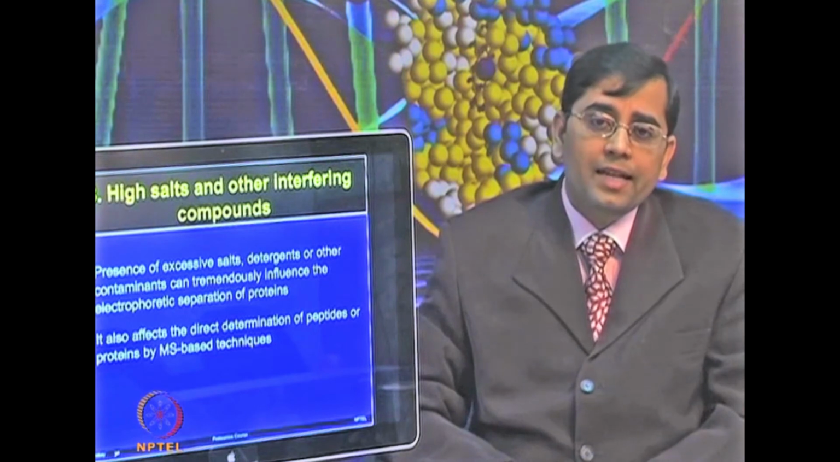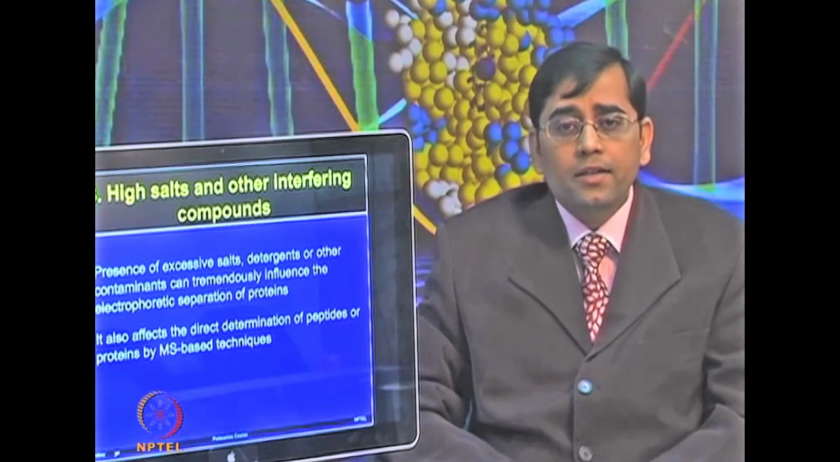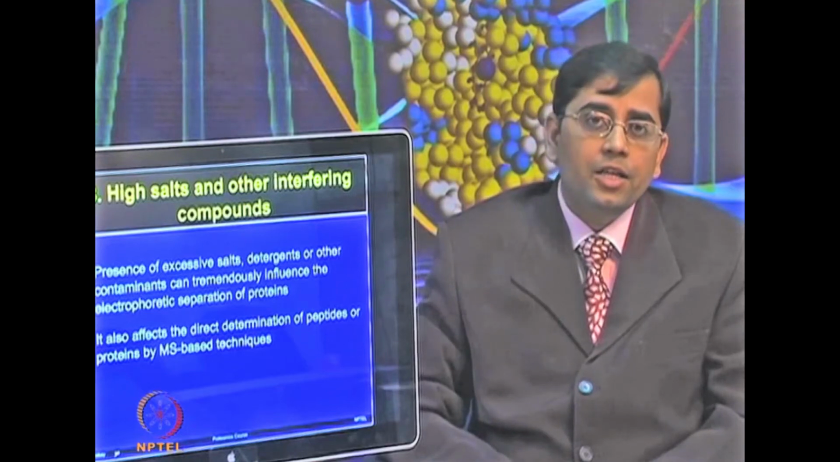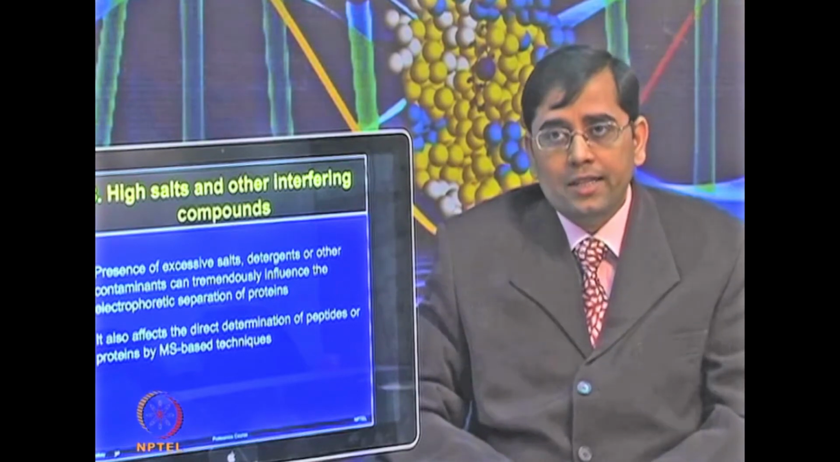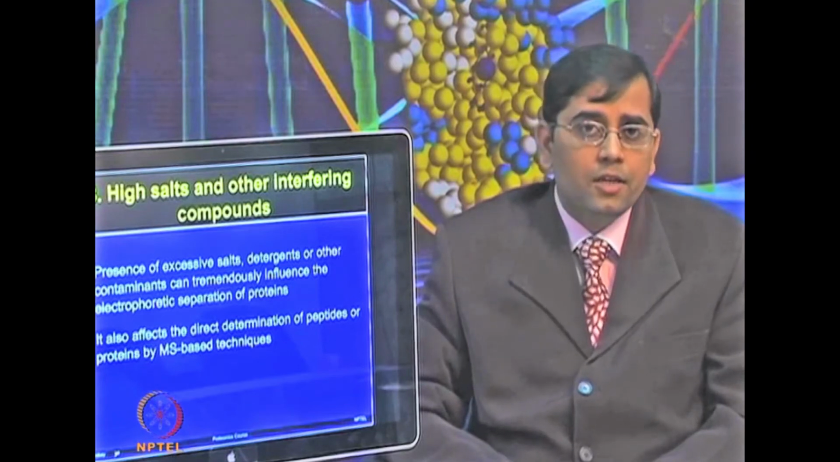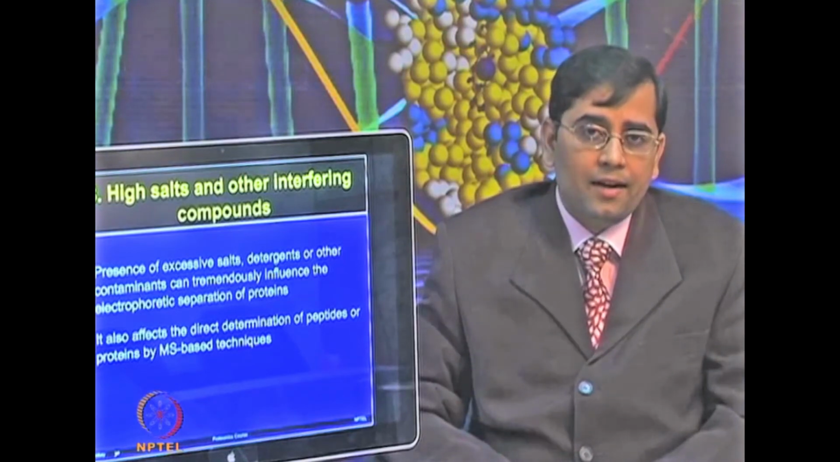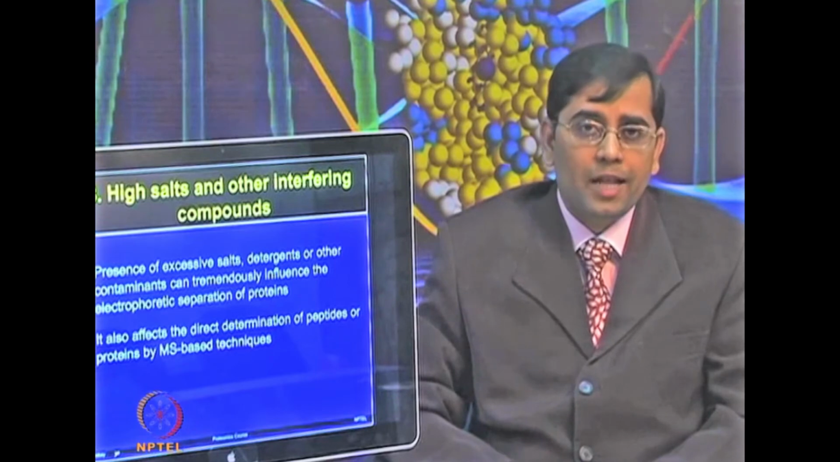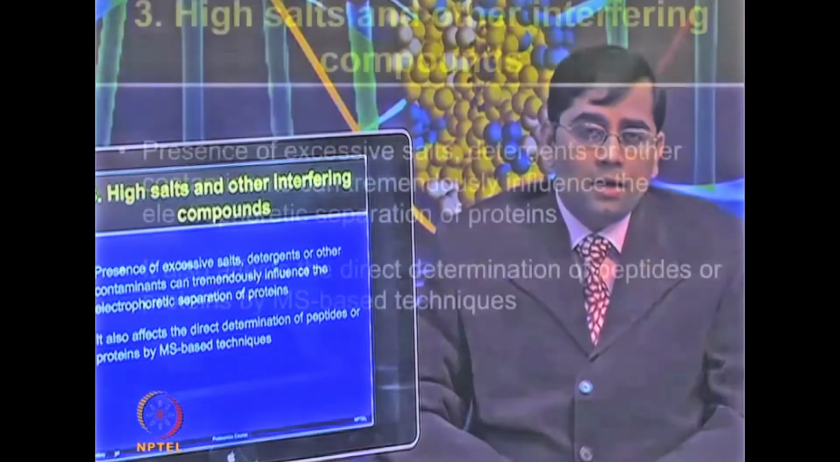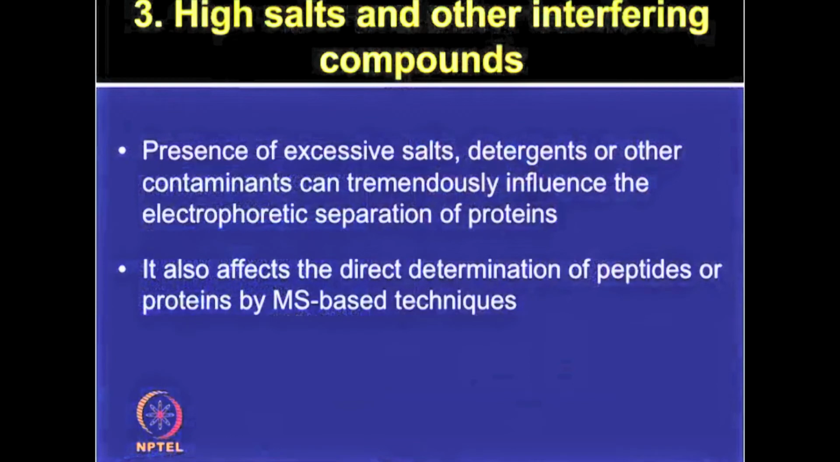The presence of excessive salt, detergents or other contaminants can tremendously influence the electrophoretic separation of proteins. If your target technology is two-dimensional electrophoresis or another gel based method, you have to really ensure that salt is very low in the serum or plasma components. It also affects the direct determination of proteins or peptides by mass spectrometry based techniques. So, regardless of whether you use a gel based or gel free method, you have to ensure that the overall salt component is removed efficiently from the serum or plasma.